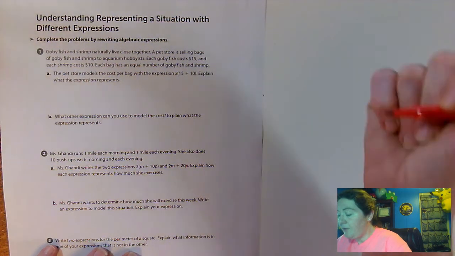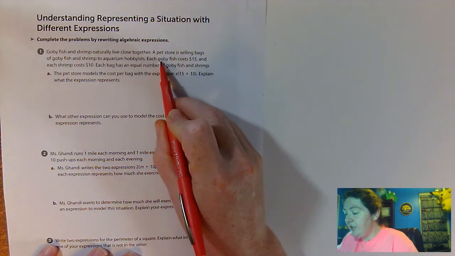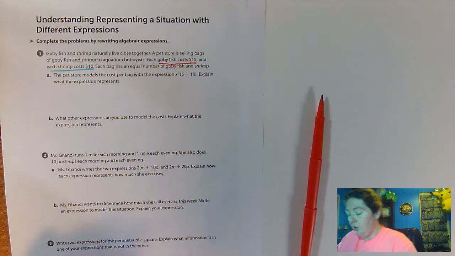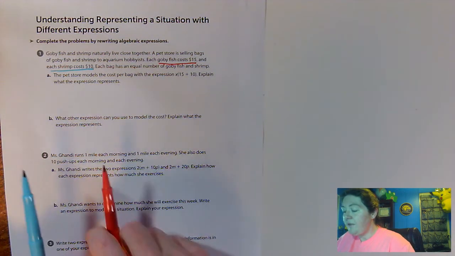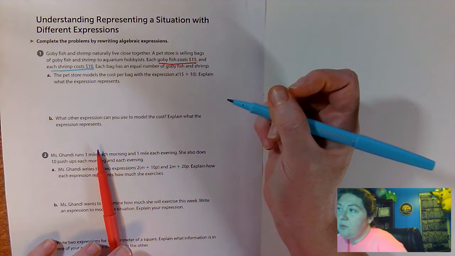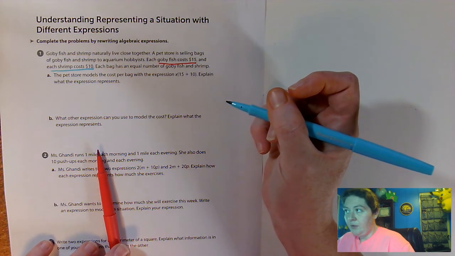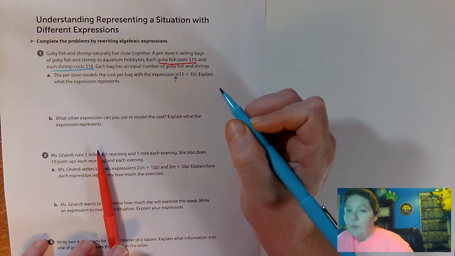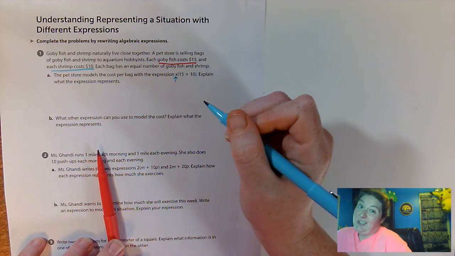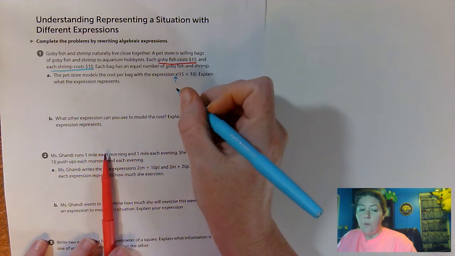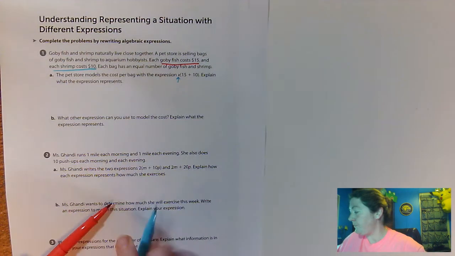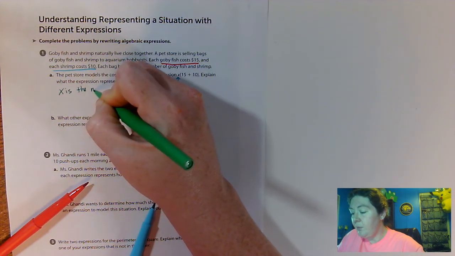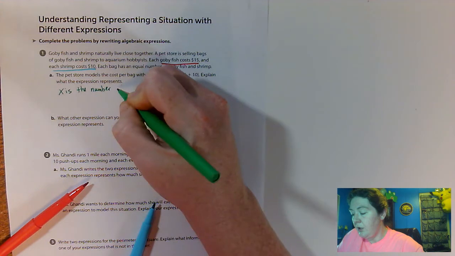So let's go back to the problem and figure out what it's telling us. Each fish is $15. Each shrimp is $10. So what if I decide I want 10 fish, but you want 15 fish? That's where this handy dandy thing called the variable comes in. That's why we have a variable. The variable is the giant IDK. Remember, we've talked about this quite a bit. So my explanation for this would be: X is the number of fish.